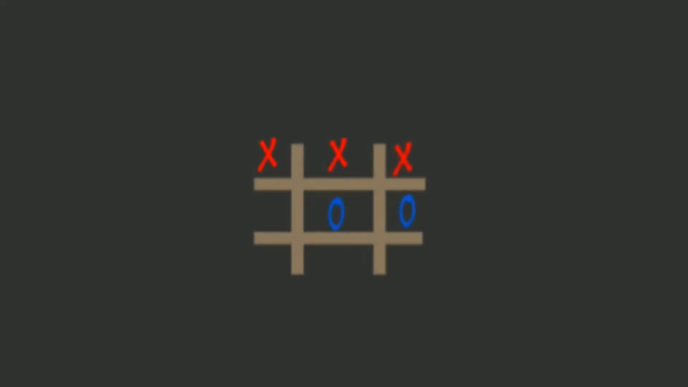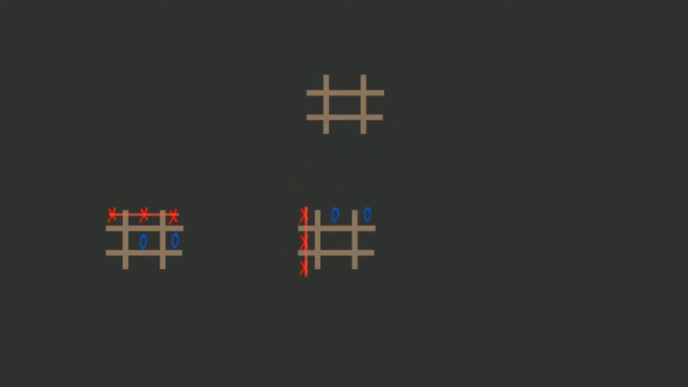Tic-tac-toe is a two-player game, X and O. Each player takes a turn, and the player who succeeds in placing 3 of their marks in a horizontal, vertical, or diagonal row wins the game. Let's see how we can apply the MinMax algorithm to this game.